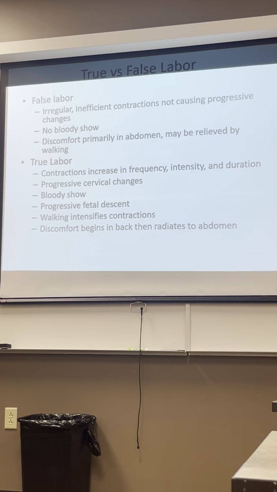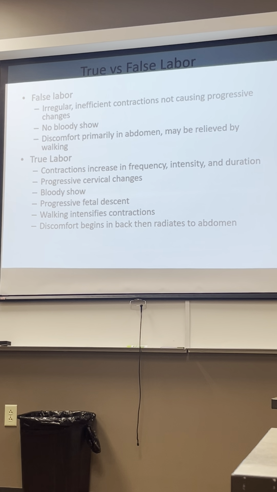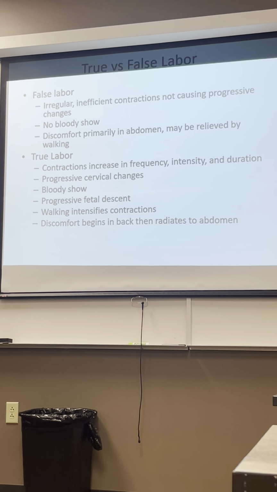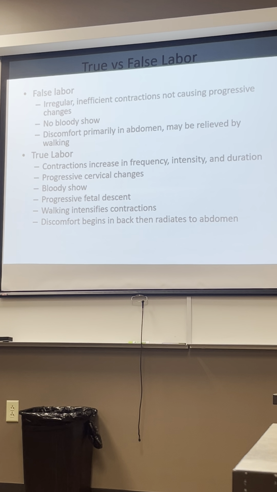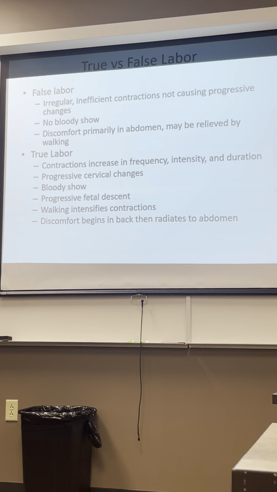Whereas in true labor, contractions increase in frequency, intensity, and duration. They'll show progressive cervical changes. They usually have bloody show and progressive fetal descent. Walking intensifies the contractions, and discomfort begins in the back and radiates to the abdomen.